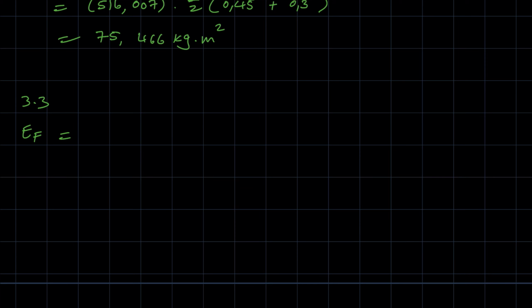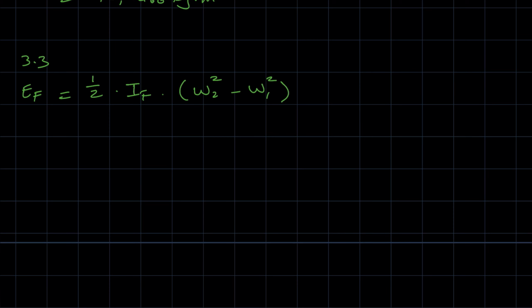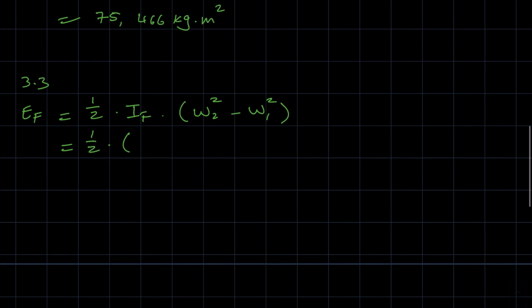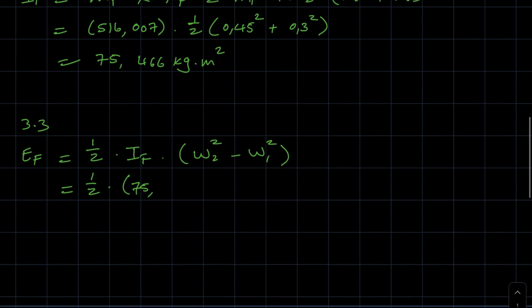That energy is stored through the change in kinetic energy, so this will be half times the inertia of the flywheel. Remember, this is angular motion, so we do not use half mv squared, but instead of the mass we use the inertia, times omega 2 squared minus omega 1 squared. Now we substitute, so this will be half into I, which is 75,466.